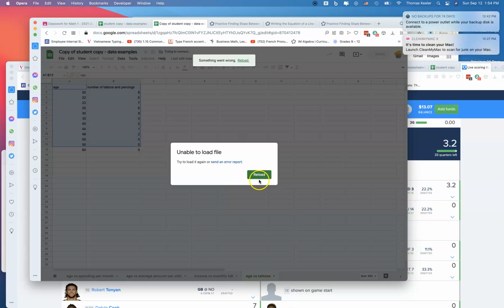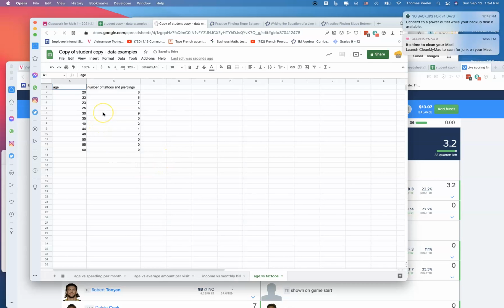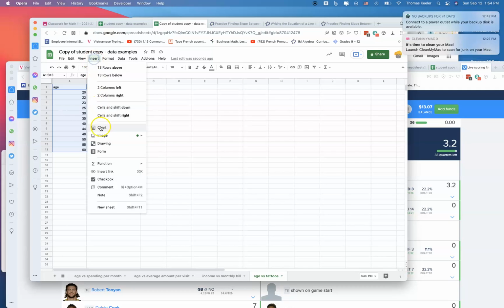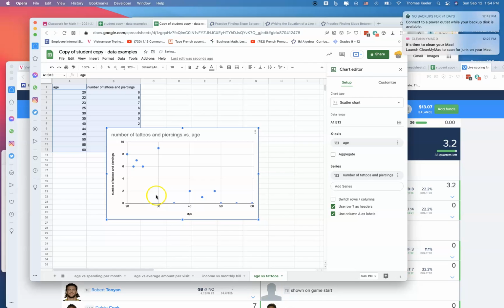And finally, let's look at, as your age increases, how about the number of tattoos and piercings that you have? Okay, so see if we can get this to work. Reload our page. And we say, let's make a chart of that. And so we insert our chart. Okay, so remember the chart that we're looking for is this scatter plot.